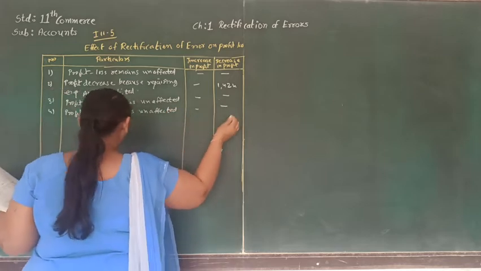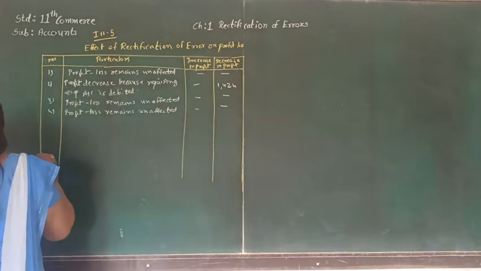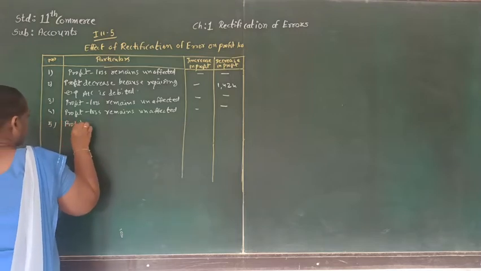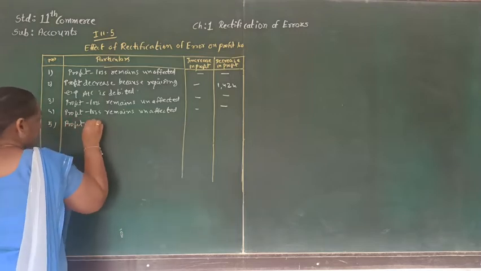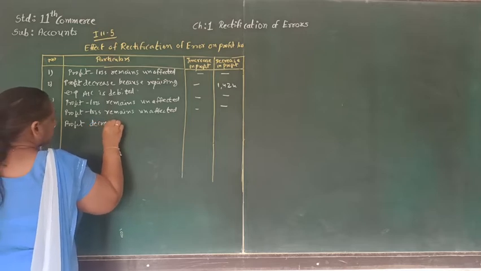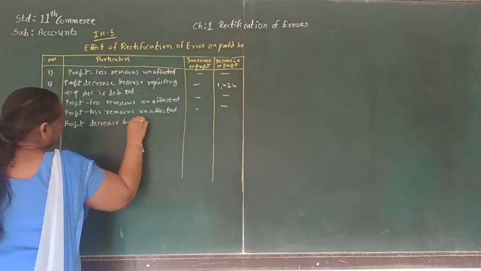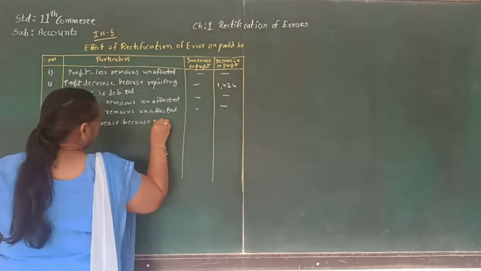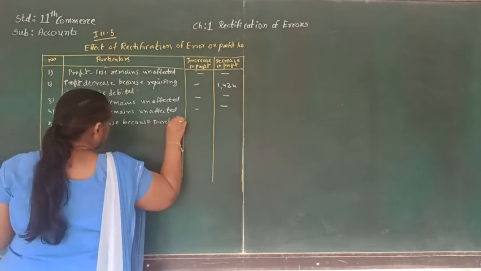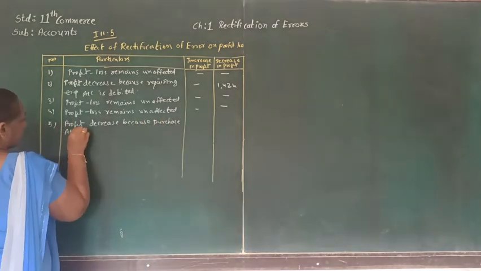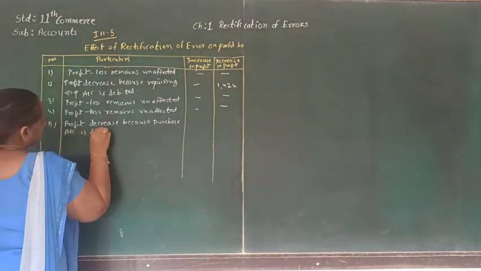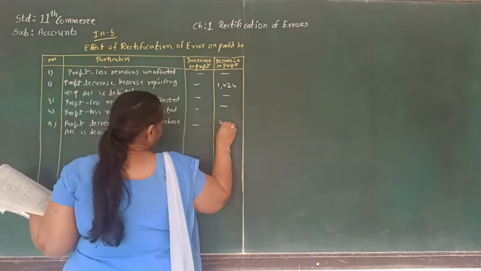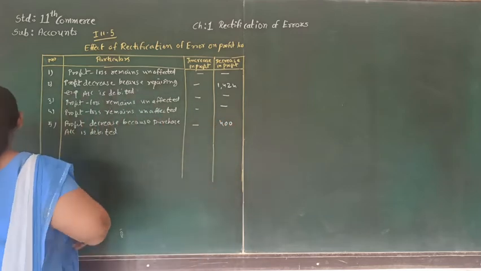For the fifth transaction, as we know, profit is going to be decreased. Profit decrease because purchase account is debited, and it is debited by 400. So profit will be decreased by 400.